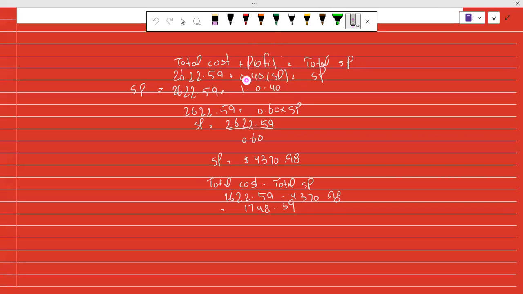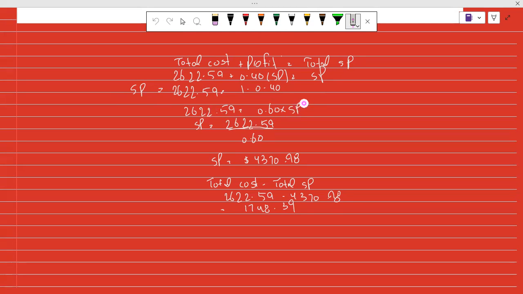So we can write it in this manner: 0.4 multiplied by selling price, plus total cost, is equal to total selling price. We can write selling price here. Now we are going to move this selling price from this side to this side, so this 0.40 will be subtracted here: 1 minus 0.40, and this would give us 0.60.